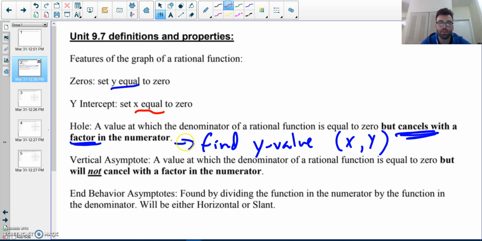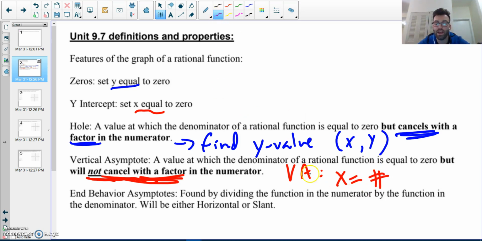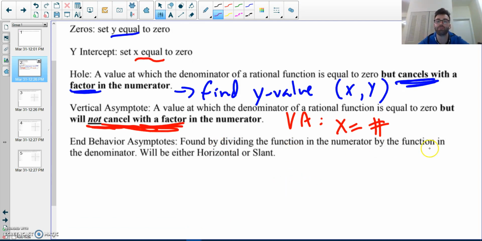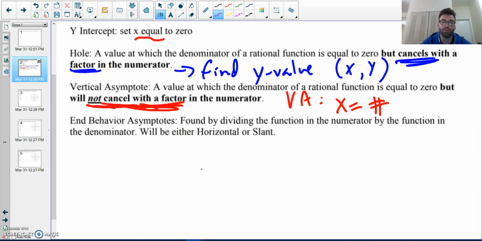Remember to find vertical asymptotes. They're the factors that do not cancel. They are factors that are in the denominator that do not cancel with the numerator. Vertical asymptotes are always written as x equals some number. Lastly, our end behavior asymptotes are found by dividing the numerator by the denominator. We either have a horizontal or a slant asymptote, and those will both be written as y equals. If it's horizontal, it'll be y equals some number. If it's slant, it'll be y equals some polynomial.